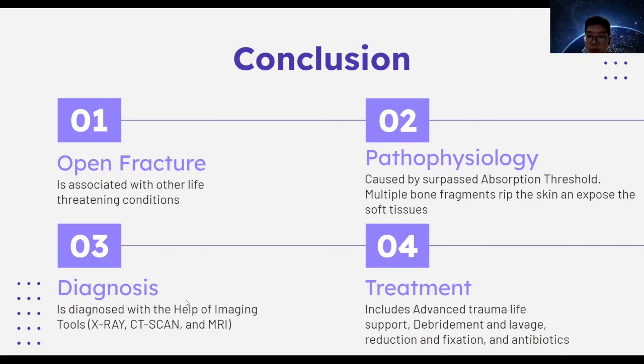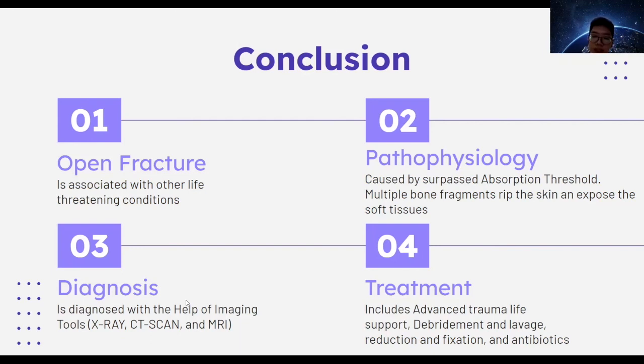So first, open fracture. An open fracture is an opening wound near the fractured bone site, which allows exposure between the bone and its hematoma to the external environment. Open fractures are considered an orthopedic emergency, as they are often associated with other life-threatening conditions. The pathophysiology of open fracture occurs when the absorption threshold of the bone is surpassed, resulting in bone breaking into multiple fragments, periosteal stripping, and soft tissue devastation. Multiple bone fragments reach into the skin, rip the skin and expose the bone, so it might cause infection.